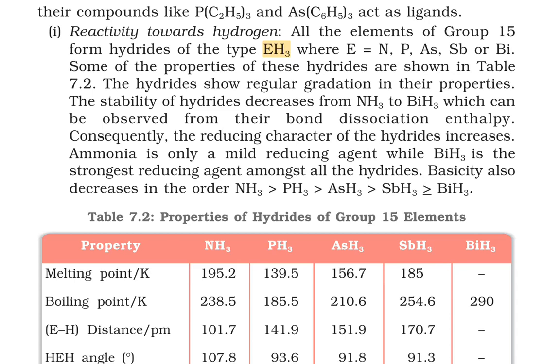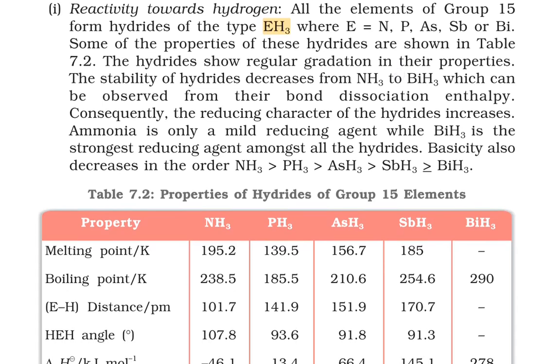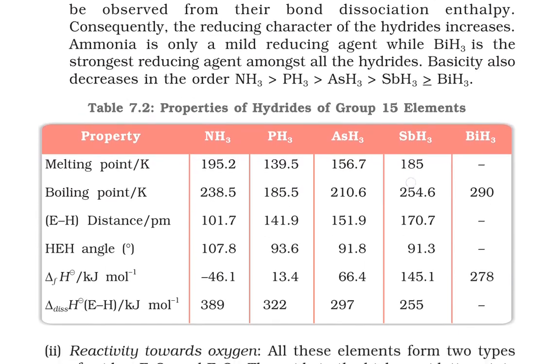The hydrides show regular gradation of their properties. The stability of hydrides decreases from NH3 to BiH3, which can be observed from their bond dissociation enthalpy. Consequently, the reducing character of hydrides increases. Ammonia is only a mild reducing agent, while BiH3 is the strongest reducing agent among all the hydrides. Basicity also decreases in order. NH3 is more basic than PH3, which is more basic than AsH3, which is more basic than SbH3, and SbH3 is equivalent to BiH3.